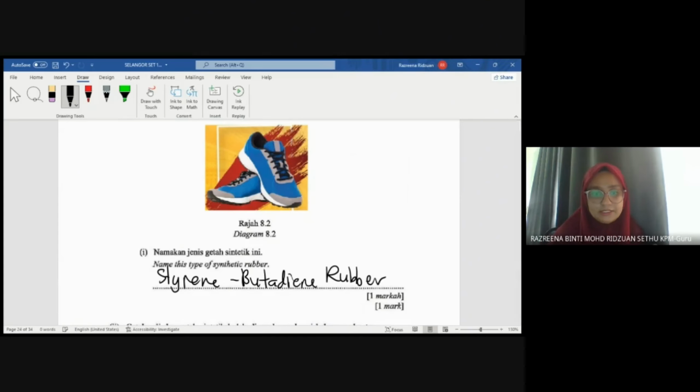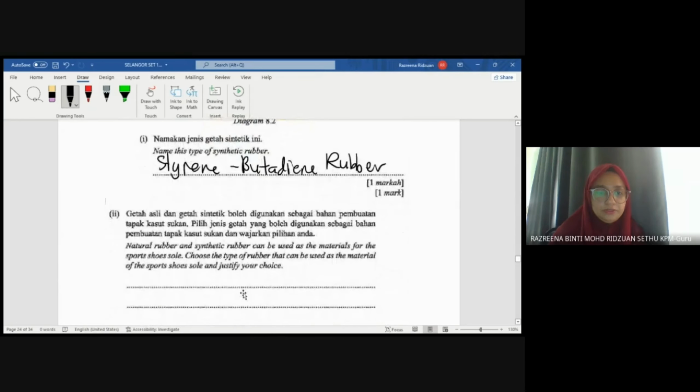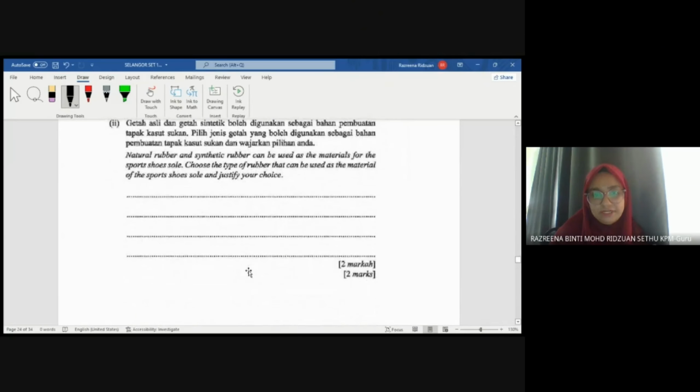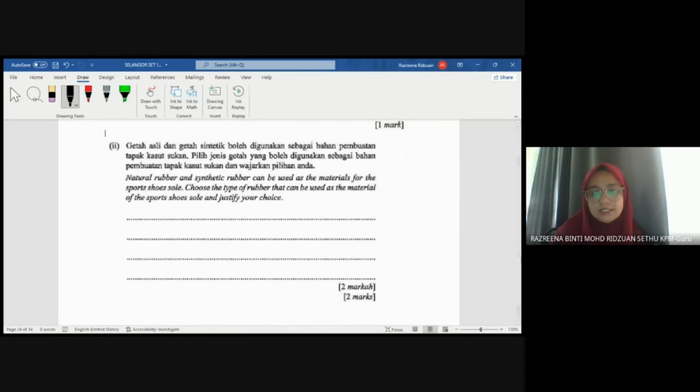Okay, this is SBR rubber. Okay, right. Next question. Natural rubber and synthetic rubber can be used as materials for sport shoes. Choose the type of rubber that can be used as a material of the sport shoe sole and justify your answer, your choice. This is 2 marks.